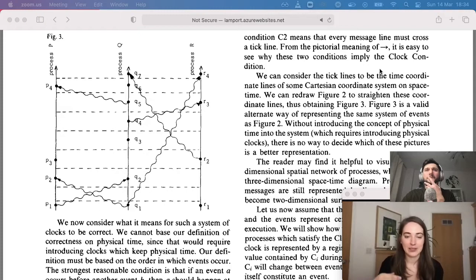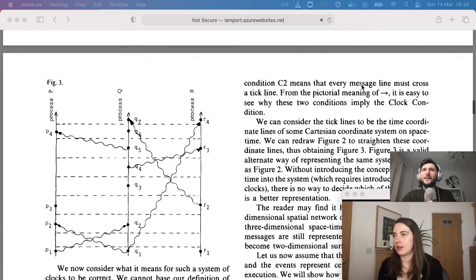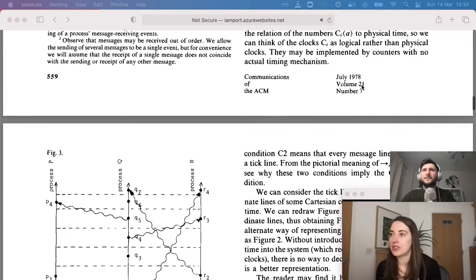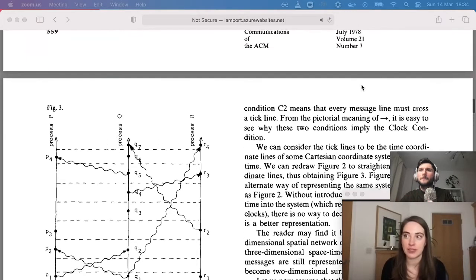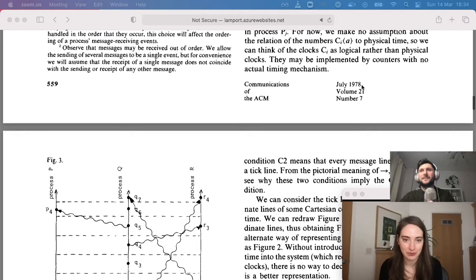Got it. The time that they describe here is, first of all, not necessarily the real time, at least not at this point in the paper. Yeah. It's not the real time. They even say it somewhere, just at the end of logical clocks there: "We make no assumption about the relation of the number CA of A to physical time. So we can think of the clocks CI as logical rather than physical. They may be implemented by counters with no actual timing mechanism." Yeah, exactly. This is what I understood.